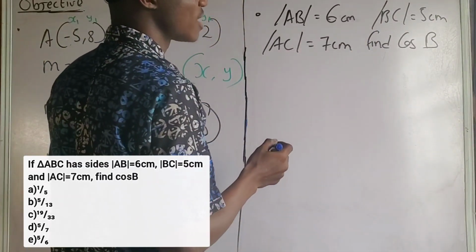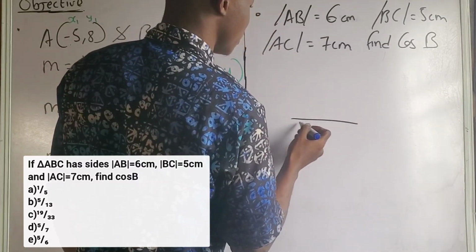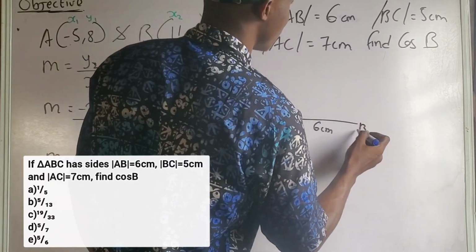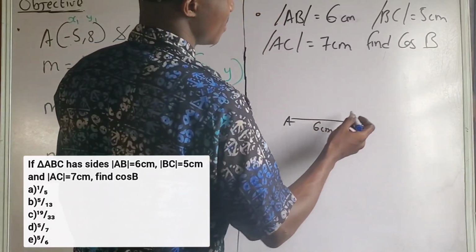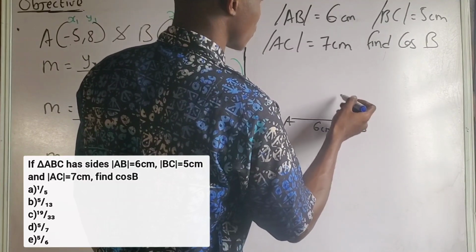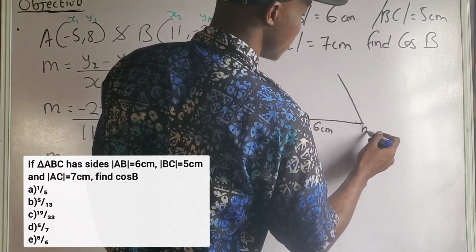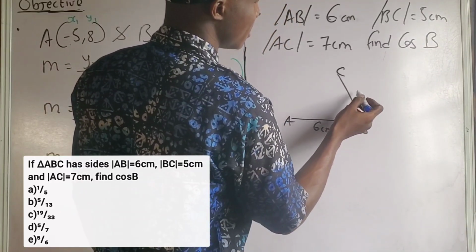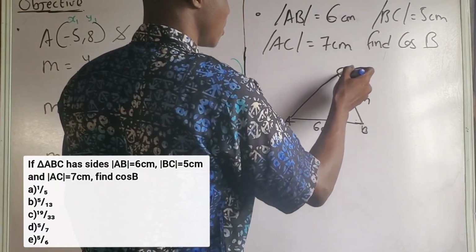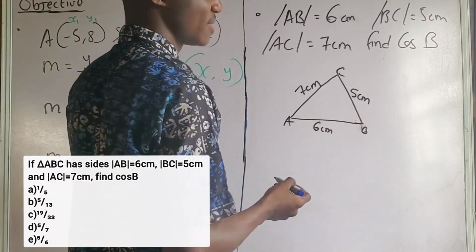Let us first draw line AB, 6 centimeter. Now BC is 5 centimeters, so it's going to be less than AB. Let's call this point C. BC is 5 centimeter, and AC is 7 centimeter. Okay, we are now looking for cos B.